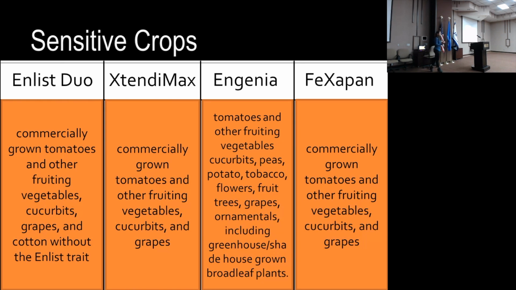What are sensitive crops? Most of them are going to say commercially grown tomatoes, other fruiting vegetables, cucurbits, and grapes. A couple of things to point out, the Enlist Duo label also says cotton without the Enlist trait, and that's just because cotton is that sensitive to 2,4-D. So that's critically important, that if your whole field isn't in 2,4-D tolerant cotton and you're spraying Enlist Duo, you still need to follow those buffer requirements. And then Engenia, they have some extra crops, and I believe you have all of these on the handout.